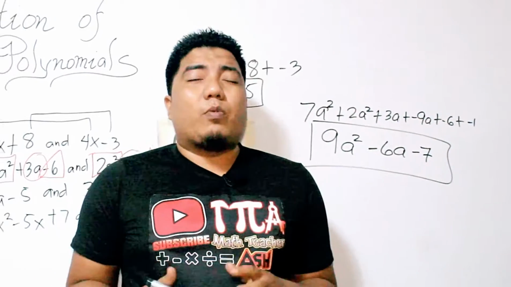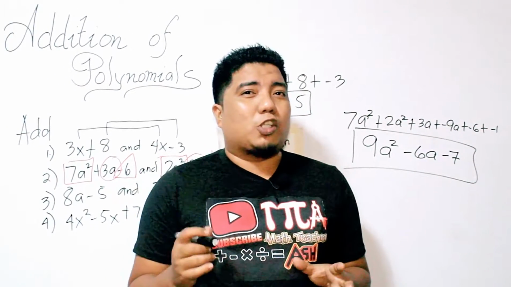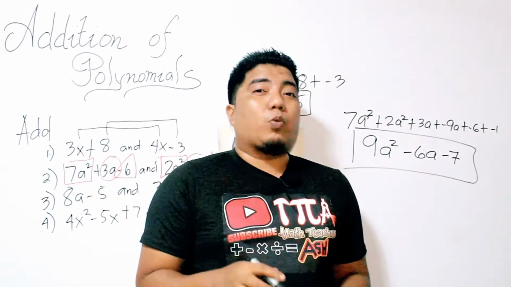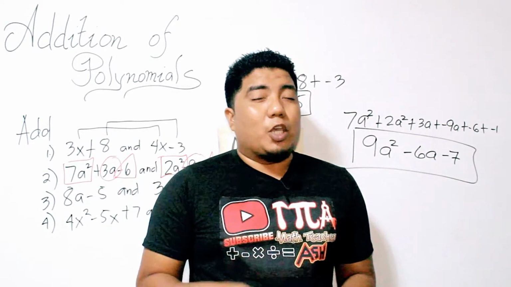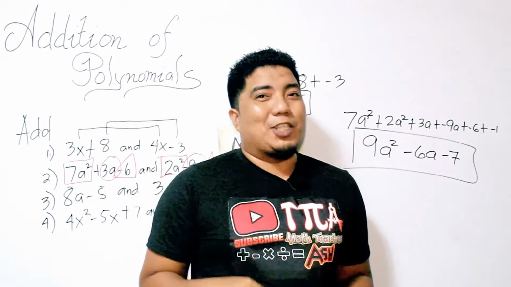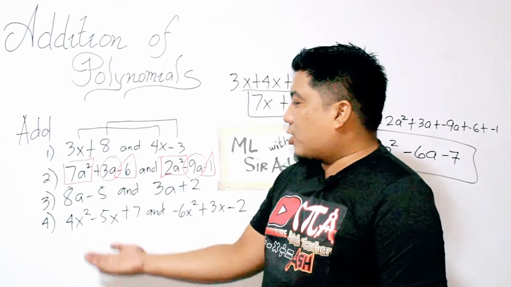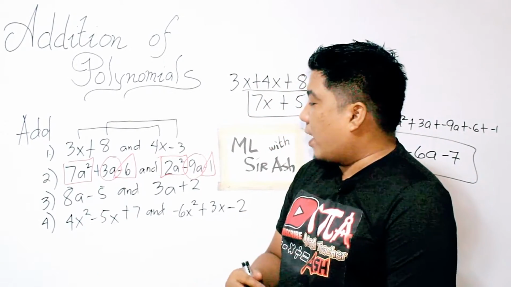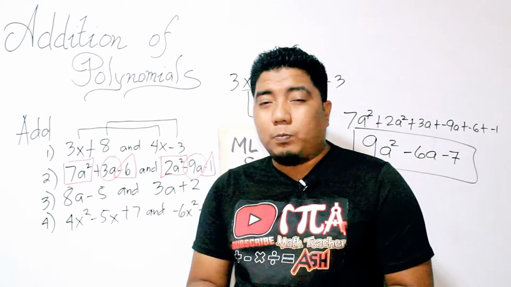Easy, right? Now, if you do have some clarification on how to add integers, we have our video on that one in our grade 7 playlist. You can check that out. But finish this video first. Alright. Now, let's go to our third example. Add 8a minus 5 and 3a plus 2.